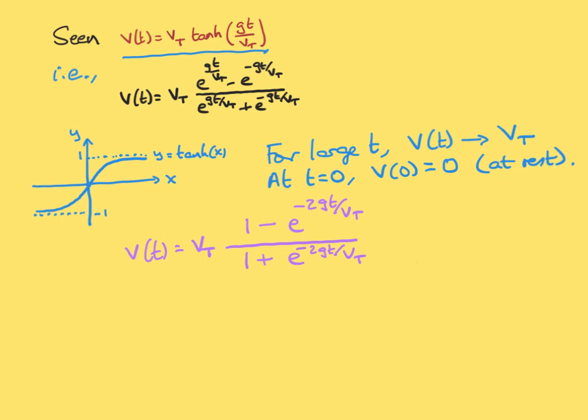And as t becomes very large, this is going to approach 1, and this is going to approach 1. So as t becomes very large, this approaches 1, which we know from the graph of the tanh function. So again, we see for large t, our velocity, or our speed rather, as a function of time, is approaching the terminal speed.